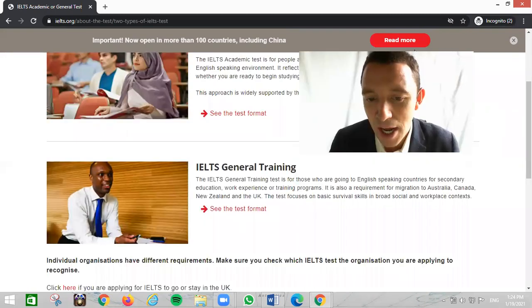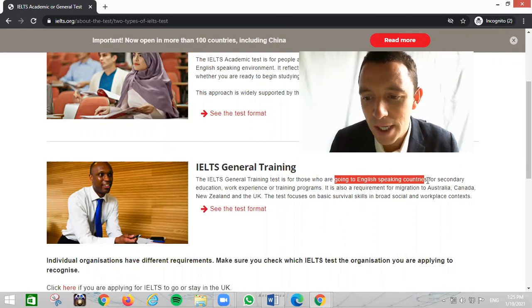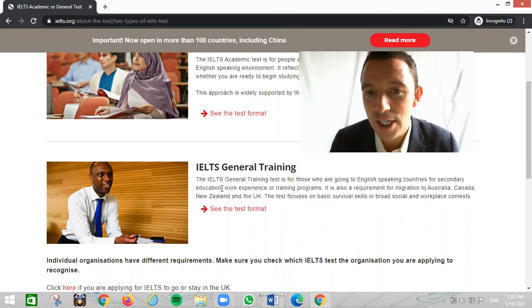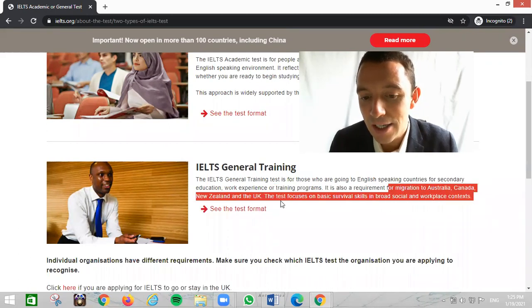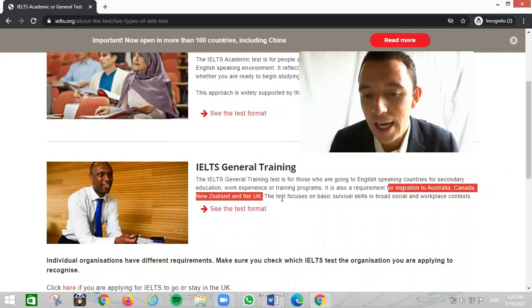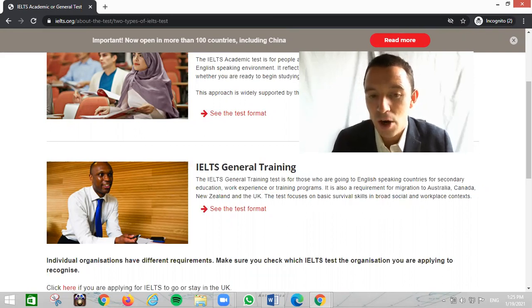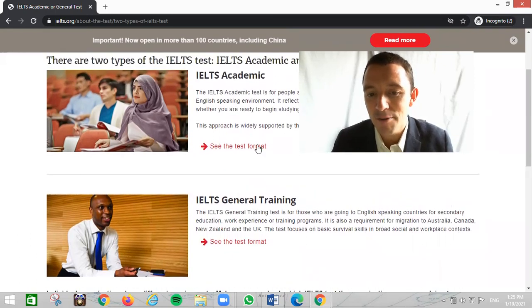And then the second option is the General Training. So the IELTS General Training test is for those who are going to English-speaking countries for secondary education. So not tertiary education, secondary education, work experience or training programs, but also for migration to Australia, Canada, New Zealand, and the UK. It's very common, okay? The test focuses on basic survival skills in broad, amplio in Spanish, social and workplace contexts.